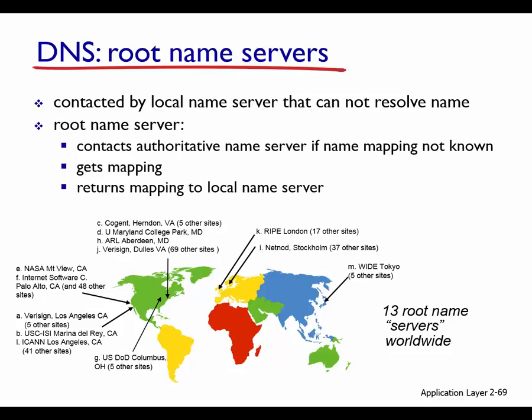You're going to contact your local name server, and then the root name server, and that's going to contact the authoritative name server under it. If it doesn't know the mapping, it gets the mapping and returns it to the local name server. We're going to see there are two main types of methods to get that information. But basically what this shows you is you have 14 root name servers, and each of them has multiple physical sites around the world.